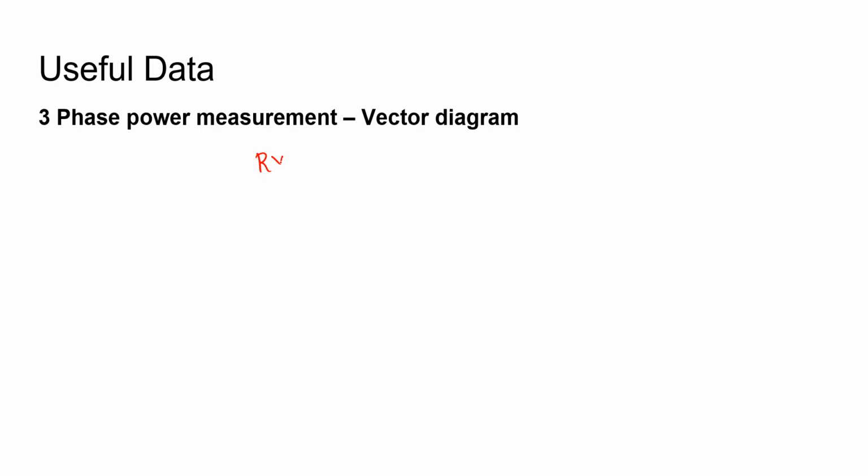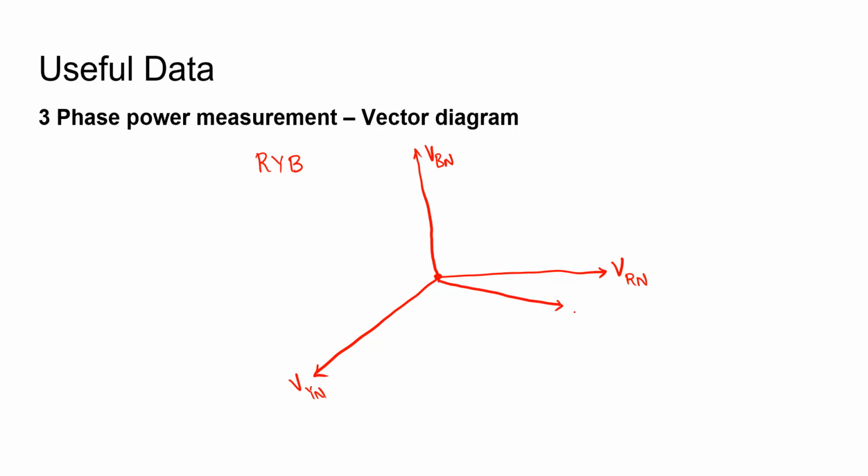Let us consider that the sequence is RYB. In a RYB sequence, this is the voltage between the red line and the neutral line. Then comes the Y phase. Then comes the B phase. This is VBN and this is VYN. Now since this is an inductive load, the current lags behind. Therefore, the current through the red phase lags the voltage VRN by an angle phi.